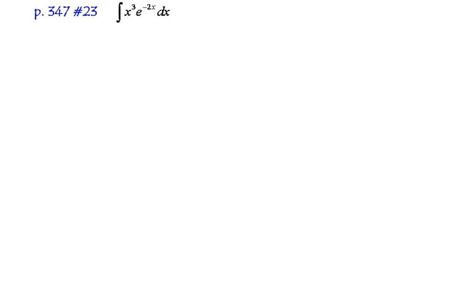All right, we're doing page 347, problem number 23. This is chapter 6, section 3, where we're learning integration by parts and tabular integration. And when we look inside this integral, we notice we have a product in here. We have an x cubed, e to the negative 2x.